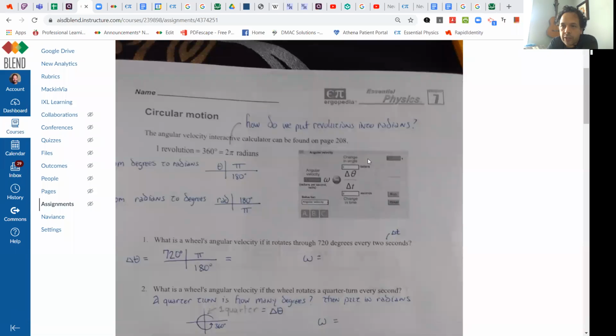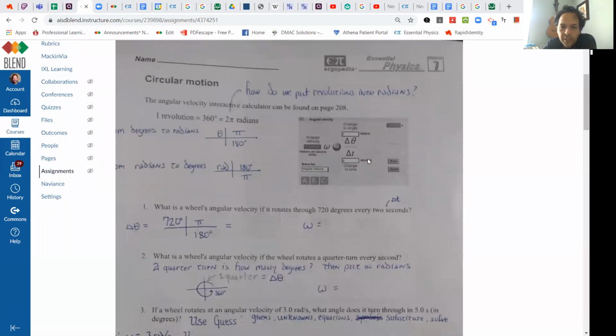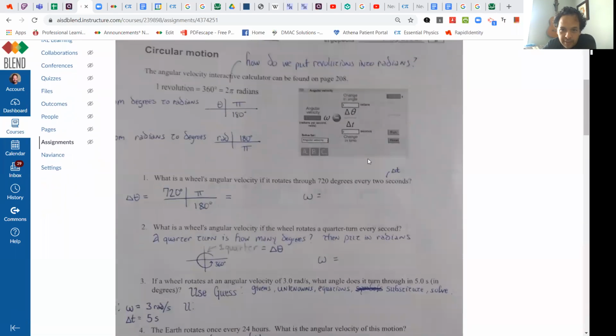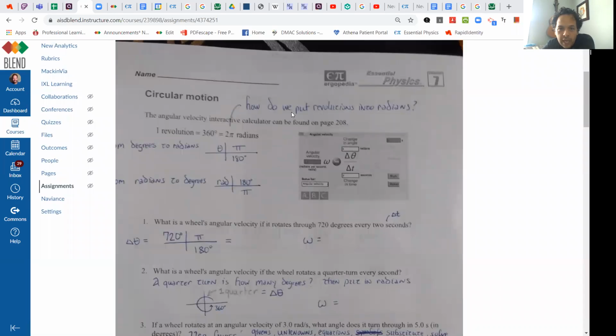All right, so I wanted to go over some hints for the circular motion worksheet, which I didn't give you any answers on. This is just all hints. Here's a question: how do we put revolutions into radians? Well, one revolution is 2 pi radians, so they're equal.